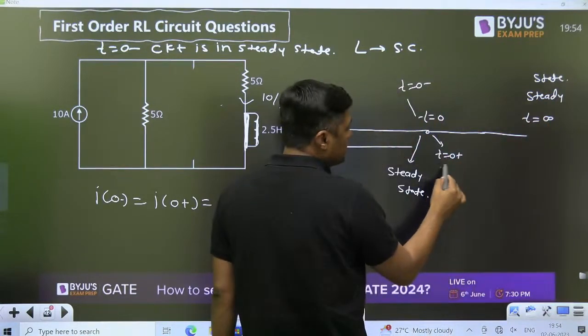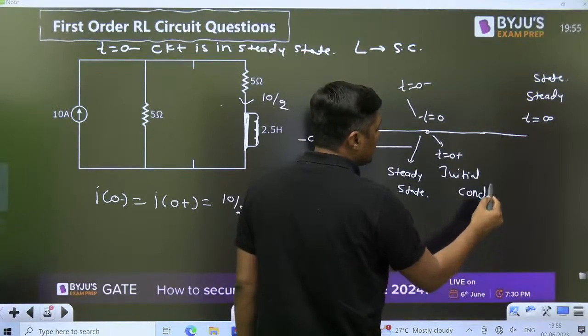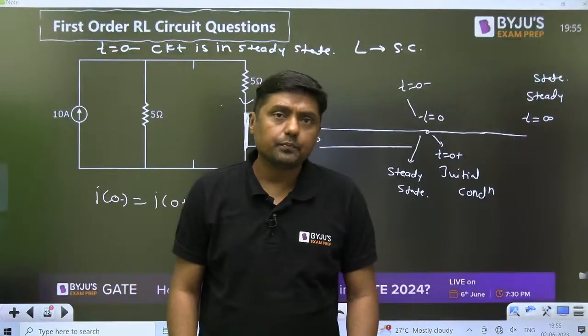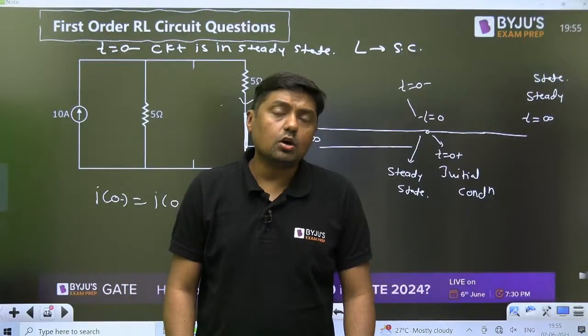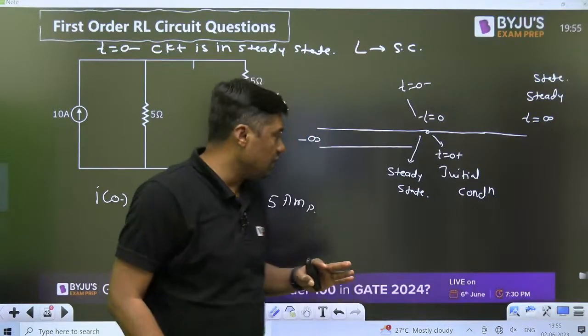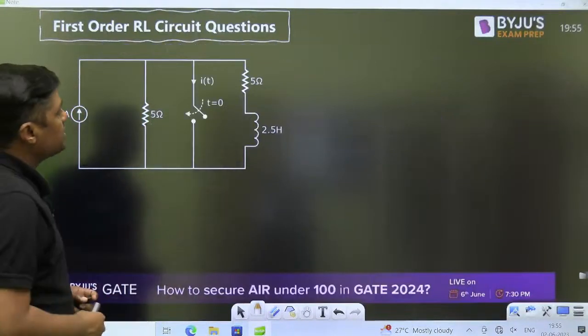And what about this point? This is called the initial condition. First of all, at steady state we are finding the current through the inductor. The inductor does not allow a sudden change of current. Just as the switch closes, the current through the inductor will remain the same, that is 5 ampere. And then we can find the equation here.